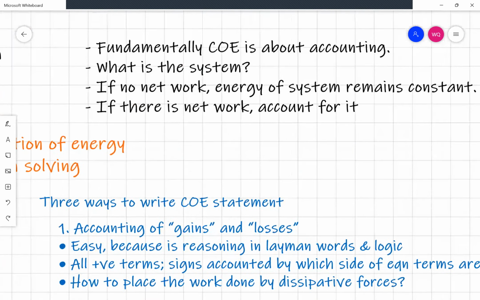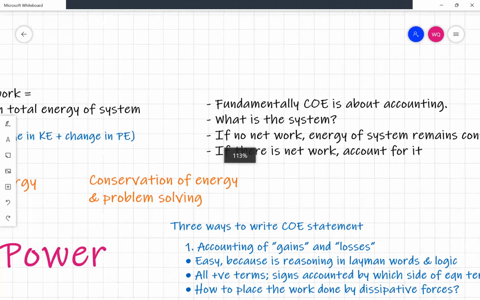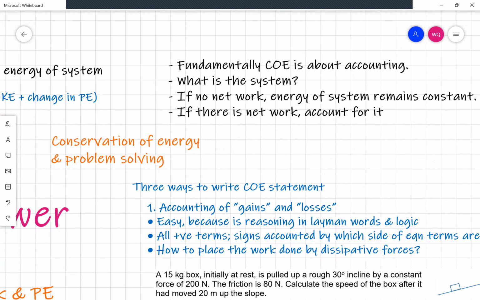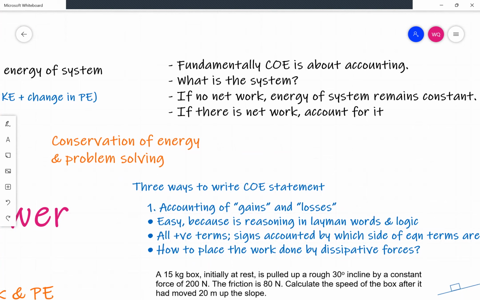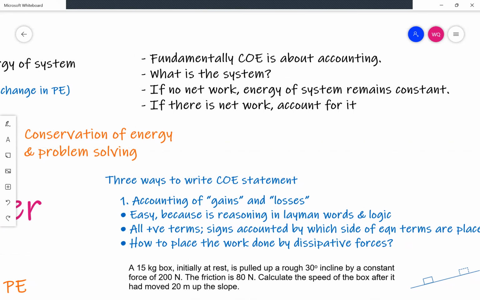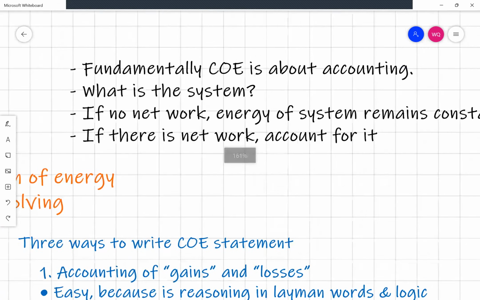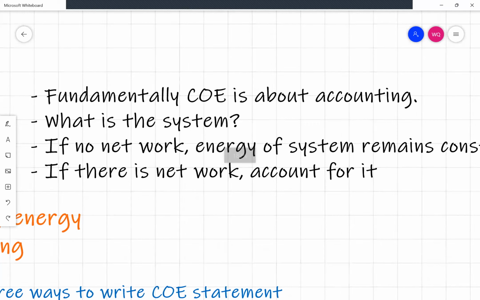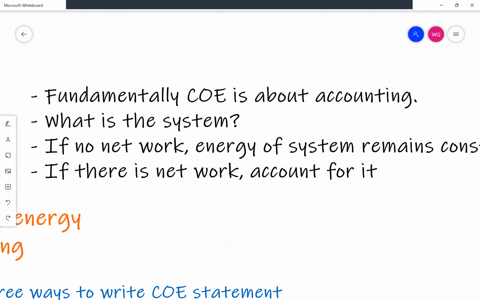Finally, we'll go into something more pragmatic, which is to talk about how we apply this idea of conservation of energy into problem solving. Because many of the problems regarding WEP are using conservation of energy. So fundamentally, conservation of energy is about accounting, okay? And in accounting, you need to draw the boundary because if you don't draw the boundary, you'll become complicated.